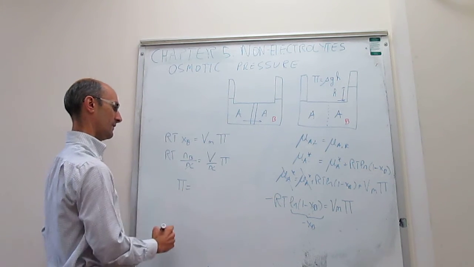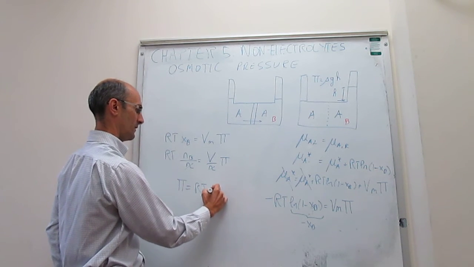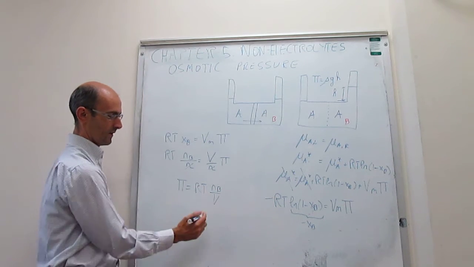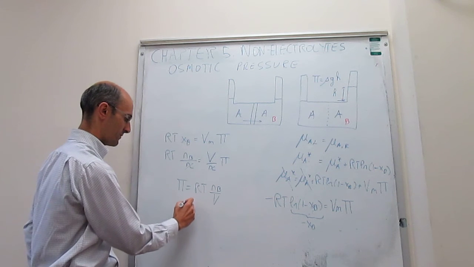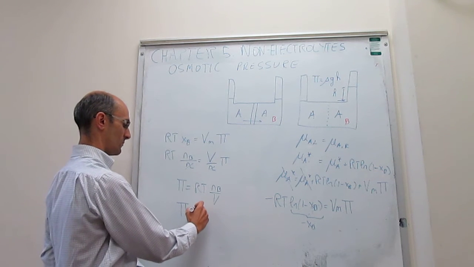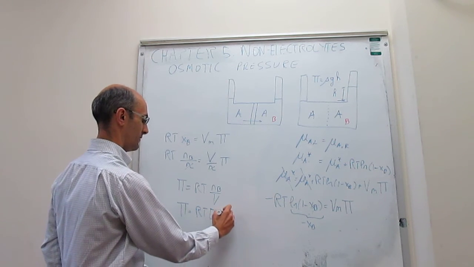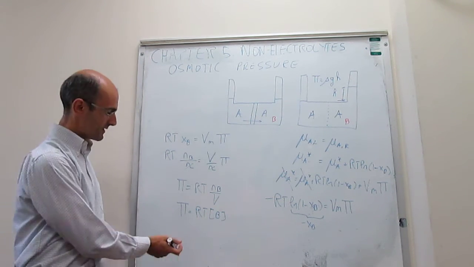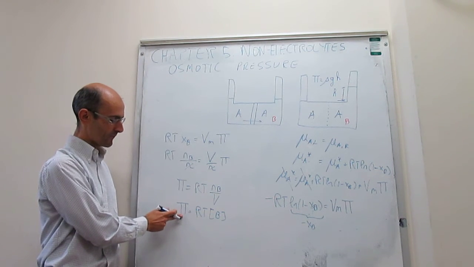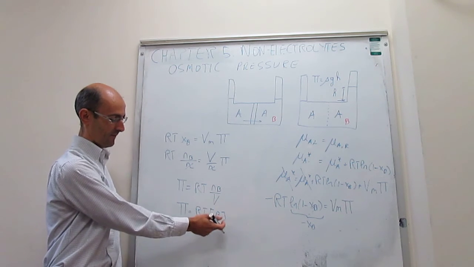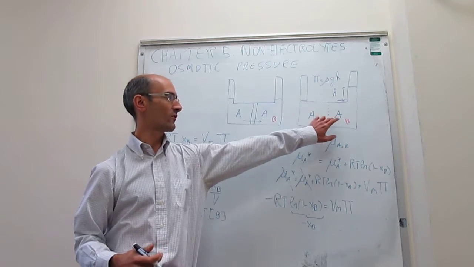by doing the following. It's going to be equal to RT, and then the number of moles of B over the volume of the solution, but of course that is the molar concentration. Okay, the osmotic pressure is going to be equal to RT times the molar concentration of the solution. Notice how beautifully simple this expression is. The osmotic pressure depends linearly on the concentration of my solute right there.